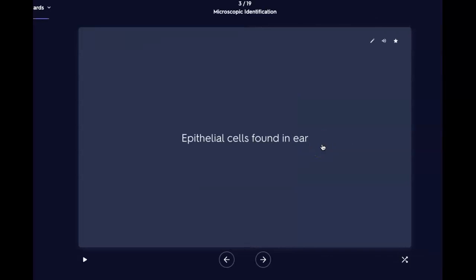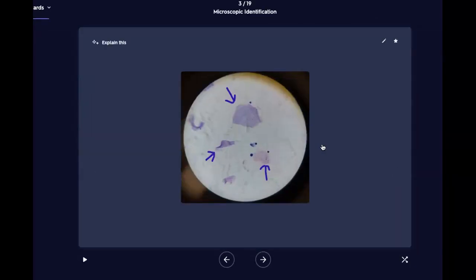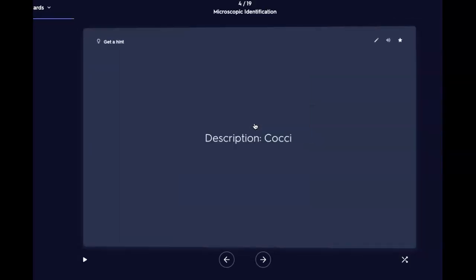Then here's some epithelial cells found in the ear. These are actually from Hutch's ear. So you can see there's the folds in them. They're not necessarily uniform in shape because when you think about it, skin, I like to think of paper, right, when I'm thinking about epithelial cells. So it almost can be crumpled up.